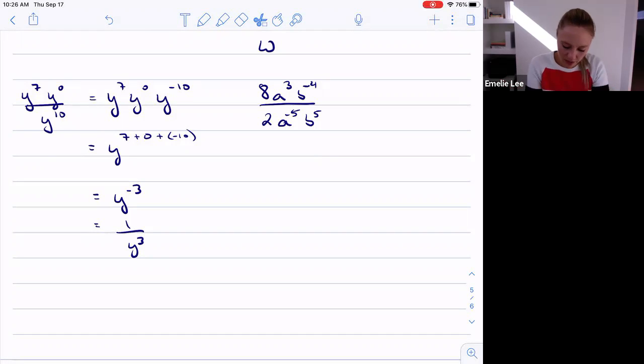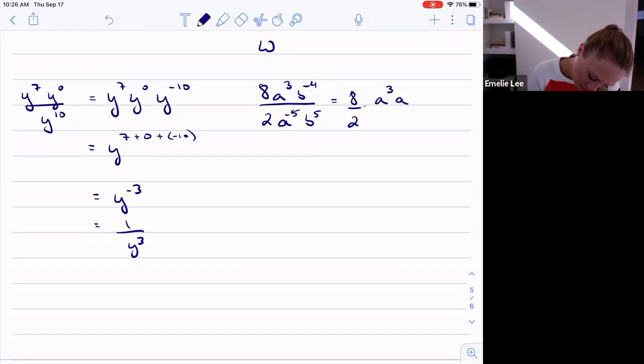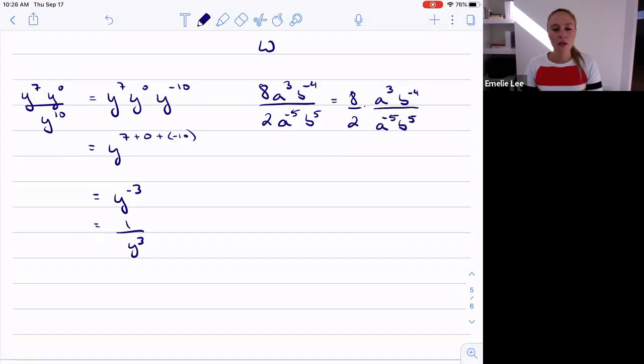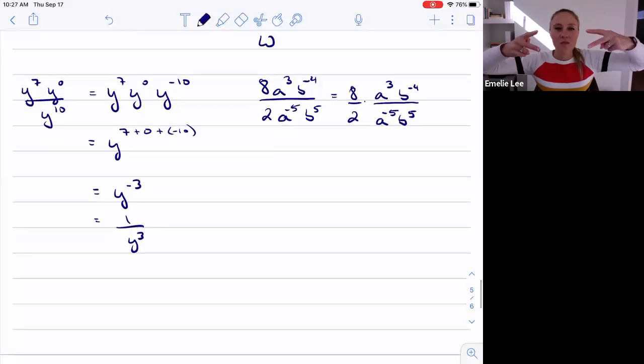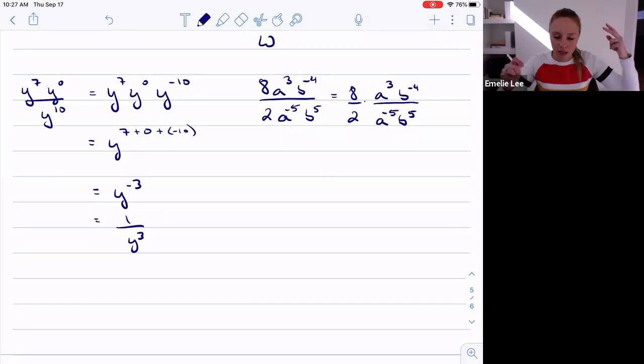In fact, it might be easier to rewrite this as 8 over 2 times a to the 3, b to the negative 4 over a to the negative 5, b to the 5. Because remember, just like we can so easily multiply fractions, we can separate them and that's still allowed. Hopefully when you look at this, you can convince yourself that, yeah, that is equivalent to what I just did here.